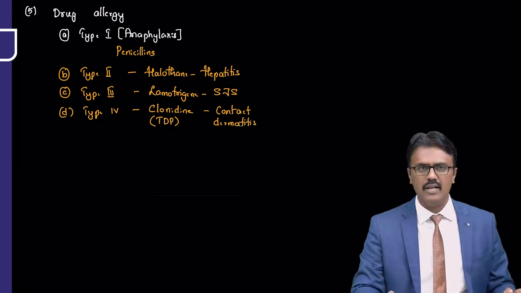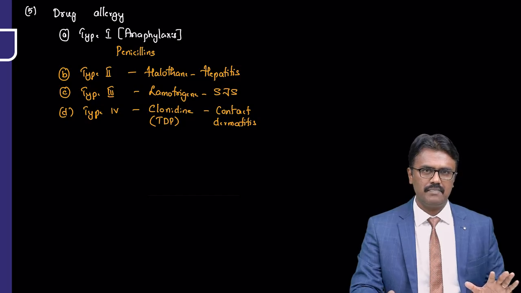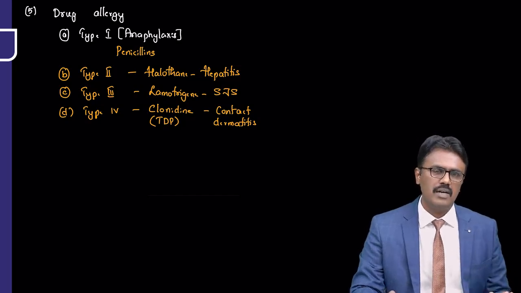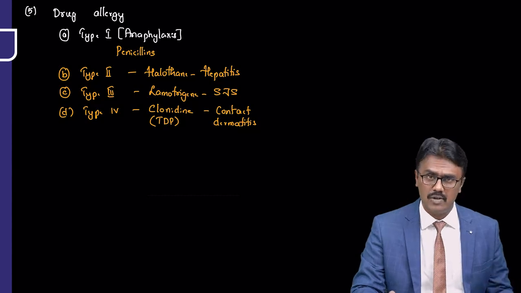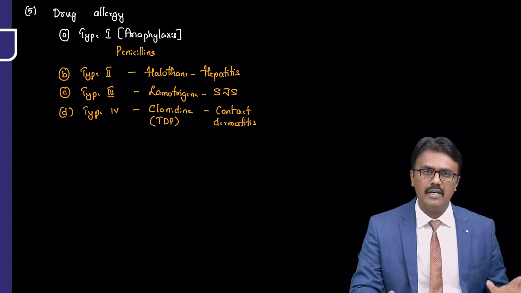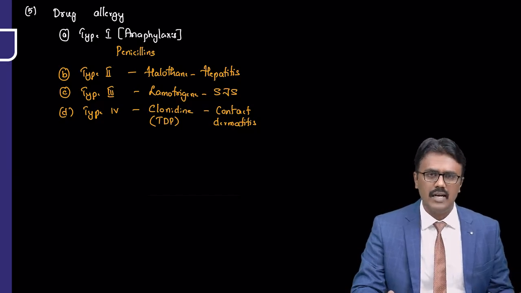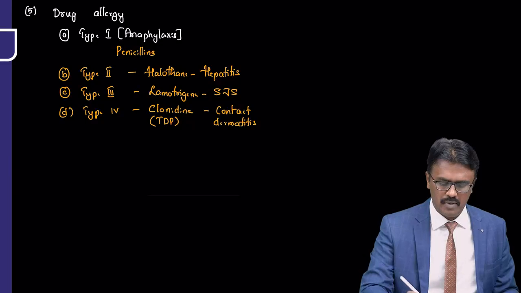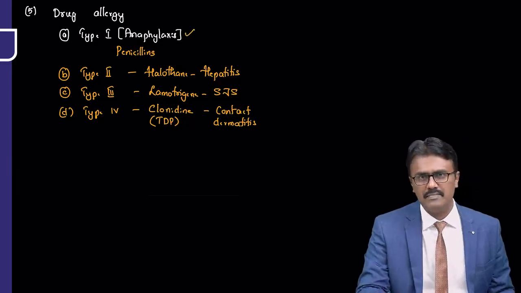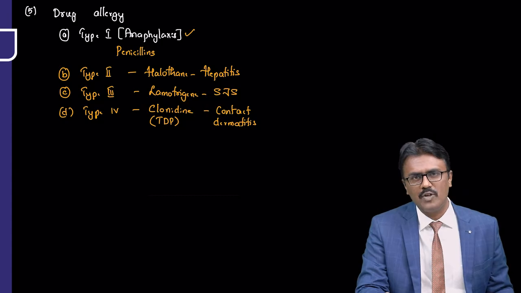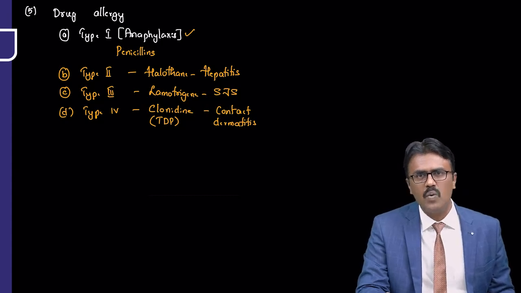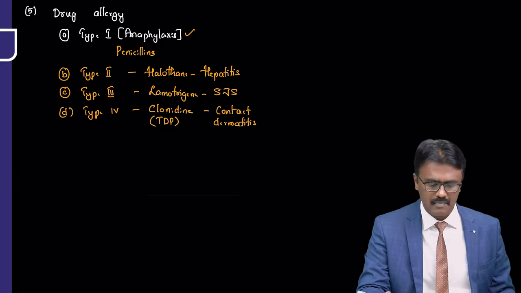Now in all these drug allergic reactions, the first one is very, very important, that is anaphylaxis. Patient may die also. That is why it's very important before administering this drug, you have to give a test dose, and if no allergic reaction, then you can give the drug. So very, very important is anaphylaxis. What is the drug of choice for anaphylactic shock? It is adrenaline 1 in 1000 IM.